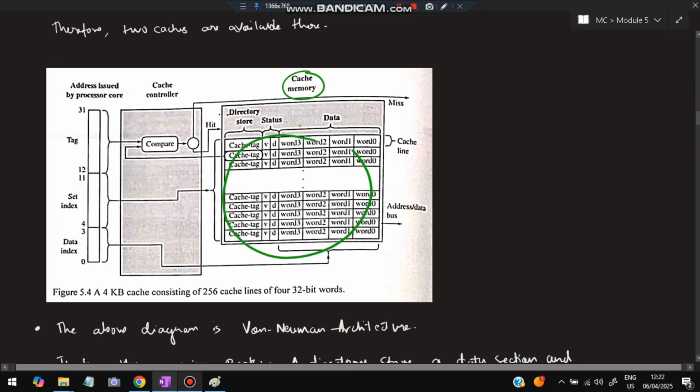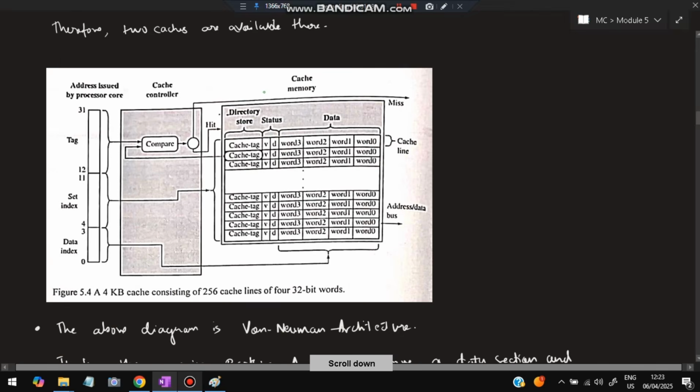All the recently accessed data is stored here, and the cache controller will control what data to fetch and what data to write. Instruction will come from here. It will compare. If it is present here, it will be taken from here only. That will be called a hit. If it is not present in the cache, it has to be taken from the main memory. Then it will go to the main memory, which is called a miss.